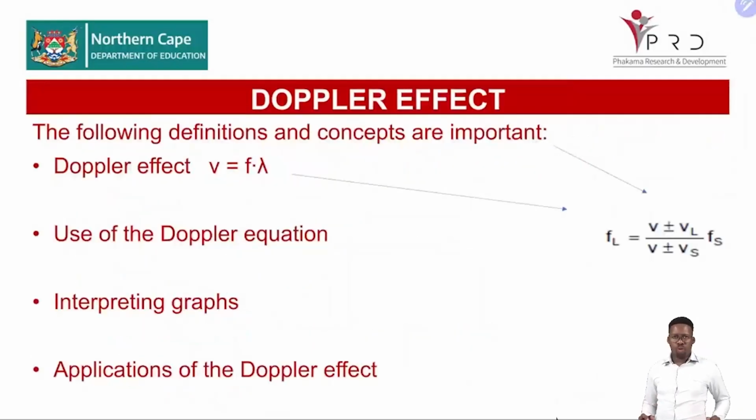Doppler effect on question 6. Here we are saying let's get all the marks. How do we get the marks?